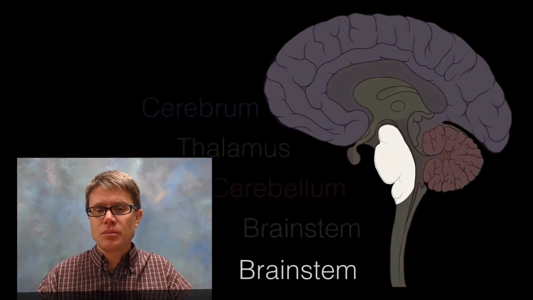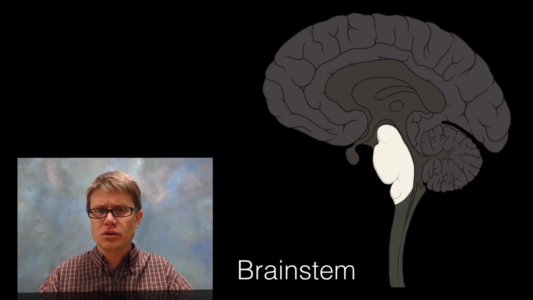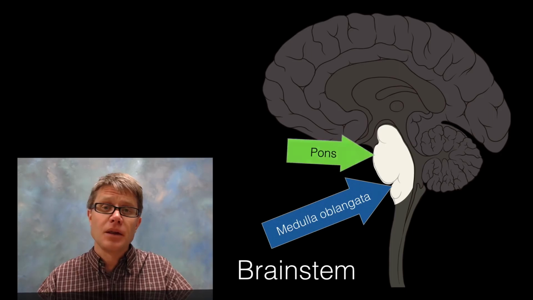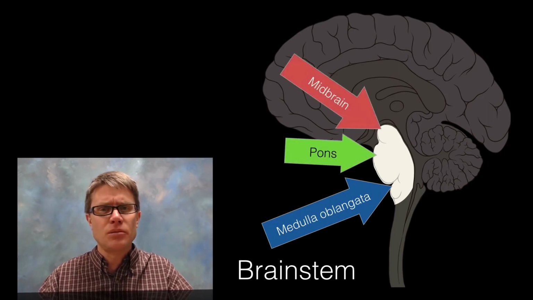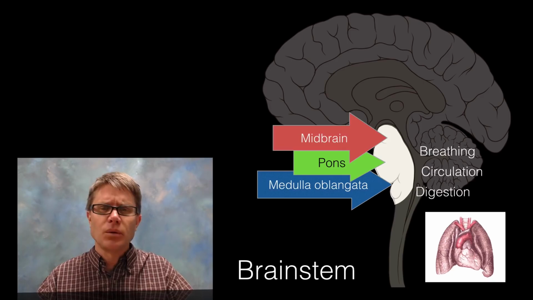And so let's begin with the brain stem. The brain stem is broken down into three individual structures. So if we start at the bottom, we've got the medulla oblongata, the pons, and then we finally have the midbrain. And so those three things, medulla oblongata, pons, and midbrain, make up what we call the brain stem. So that's the structure. What's the function?